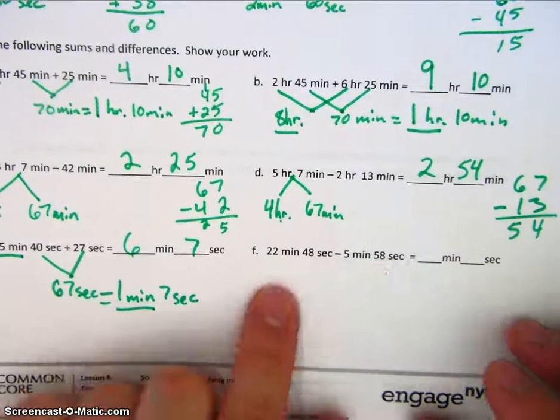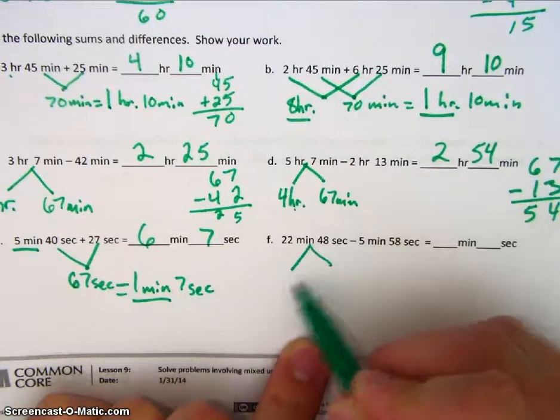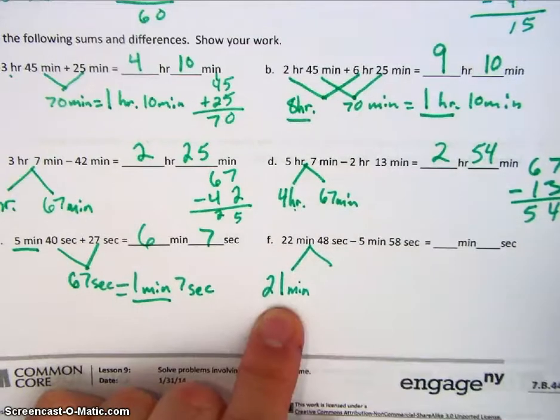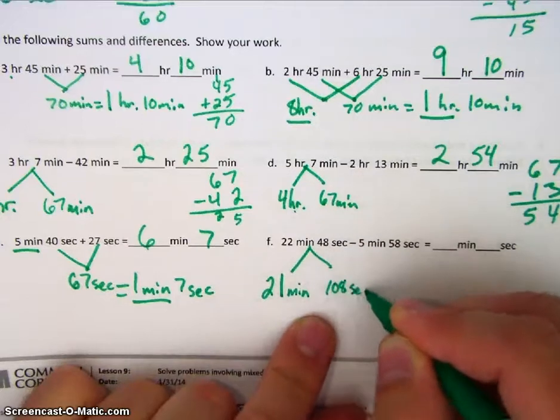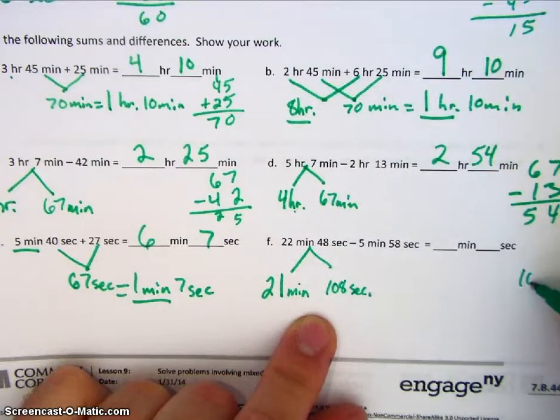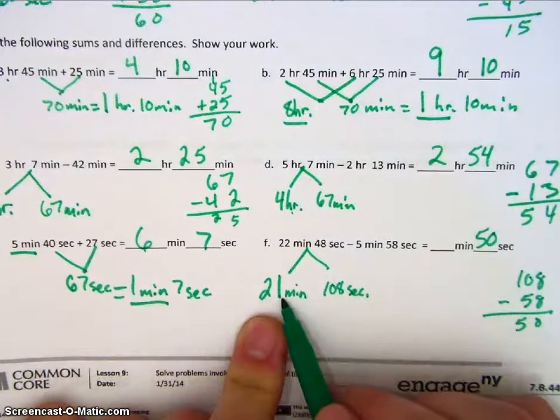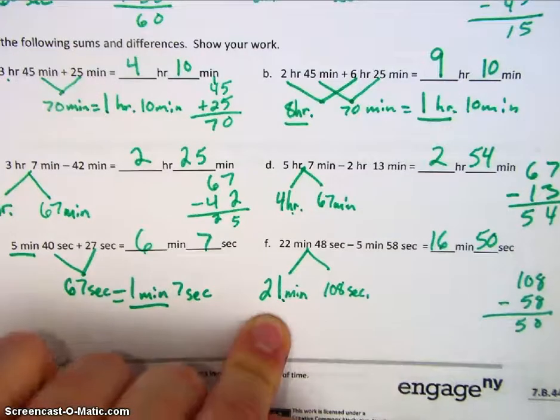Okay. Now, again, moving over here, start off with our seconds. We don't have enough to subtract, so we're going to convert our minutes into seconds. So we have 21 minutes. Now we have 60 seconds in a minute, so 60 plus 48 gets us 108 seconds. And now we can subtract 108 minus 58. And we can see that that gets us 50 seconds. And now we can subtract 21 minutes minus 5 minutes, and that gets us our 16 minutes.